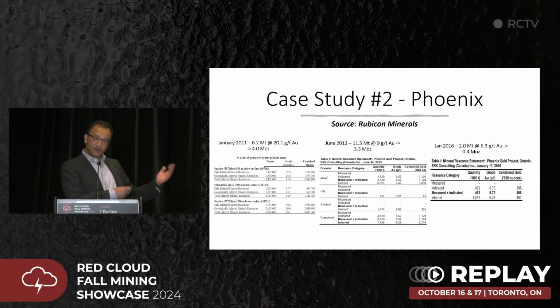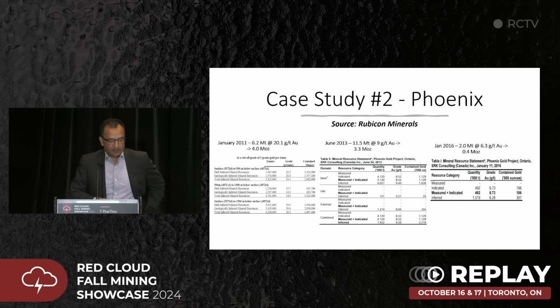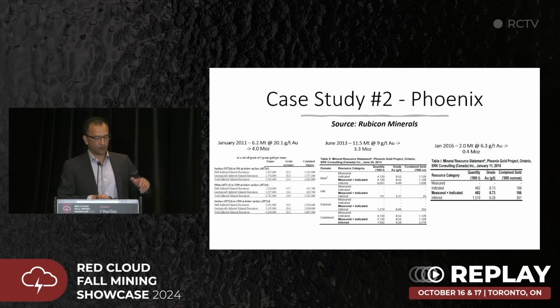So if we go on the other side of the spectrum, this is the Phoenix case. In January 2011, they came out with 6.2 million tons at 20 grams, over 4 million ounces. They redid the resource in 2013: tonnage doubled, grade halved, and now it's about 3.3 million ounces. End game: 2 million tons, 6 grams, and about 400,000 ounces. So how would we look at that one?